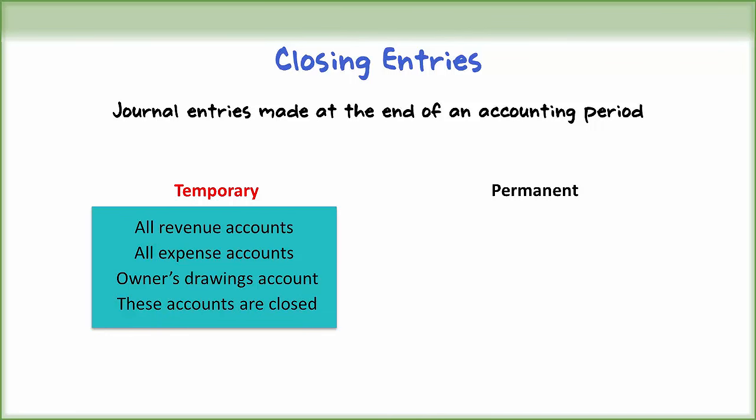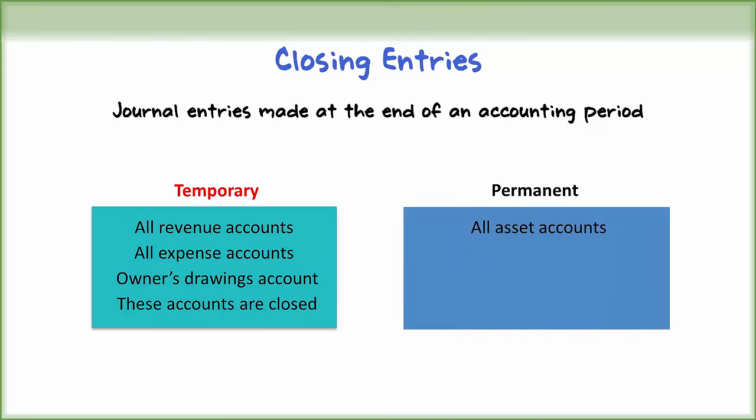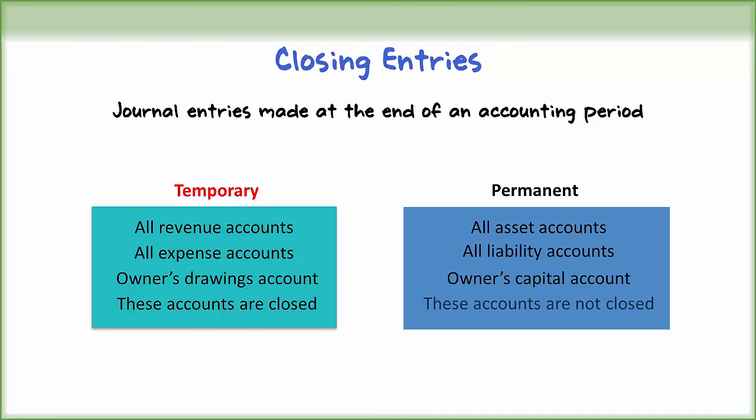On the other hand, permanent accounts consist of all balance sheet accounts like asset accounts, liability accounts, and owner's capital account. These accounts are not closed from period to period and carried forward to subsequent years. Note that all temporary accounts have zero balances after posting the closing entries. Permanent accounts are not closed, and their balances are transferred to a post-closing trial balance.